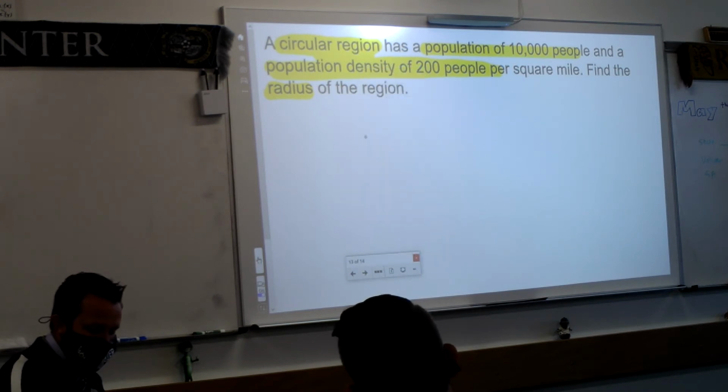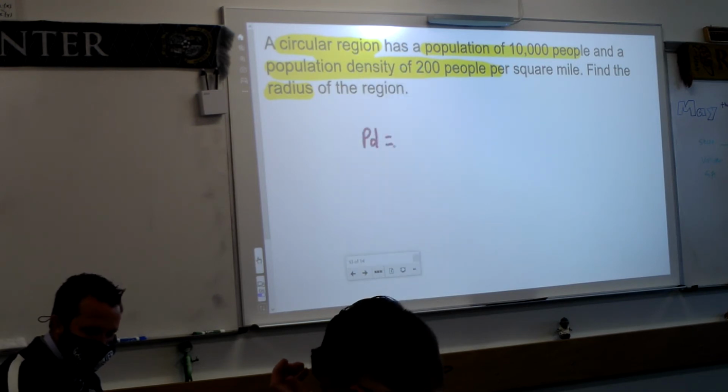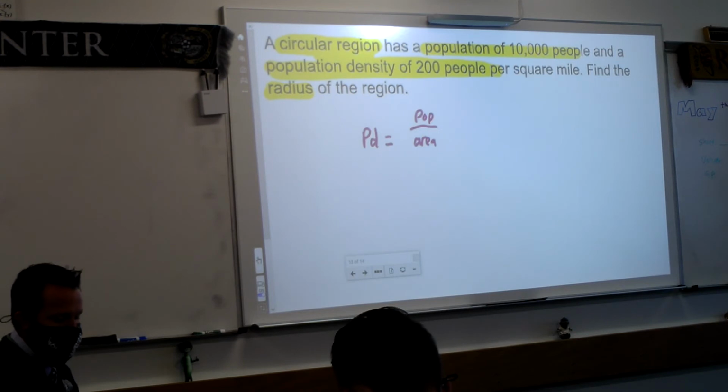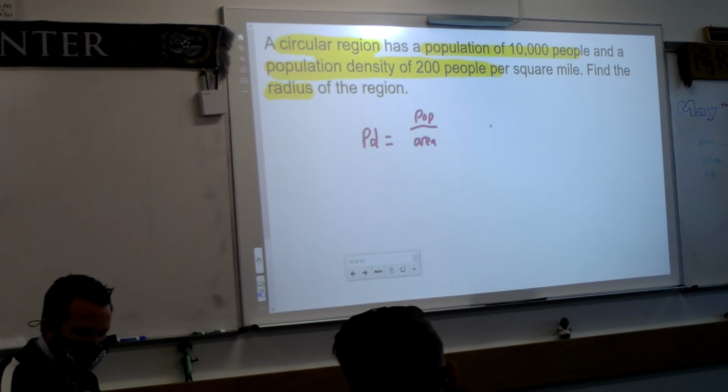So, population density is the population over the area. Were we given the population density? It's 200 people per square mile. What was the population?